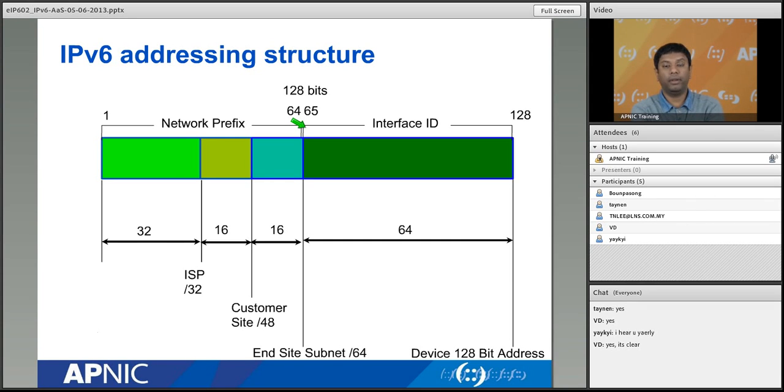But if you need more than that, as a service provider you can get more than a /32, or as an enterprise you can get more than a /48 if you can justify it, right? But normally, as a default, you'll get a /32 ISP allocation and a /48 enterprise assignment.